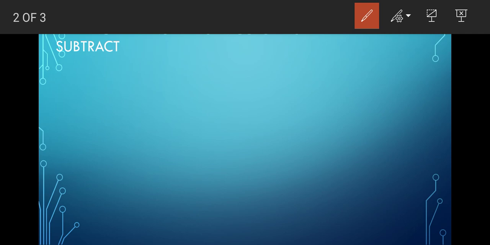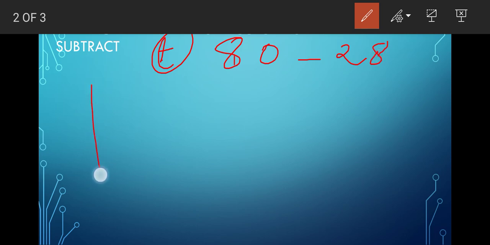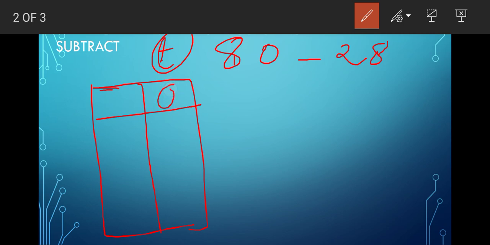Now let us do the last sum from this question, that is number T. Okay, that is 80 minus 28. Same process. We will make the columns. Make sure, children, that you are making the columns very neatly in your square line book. The line should pass through the lines of the book.